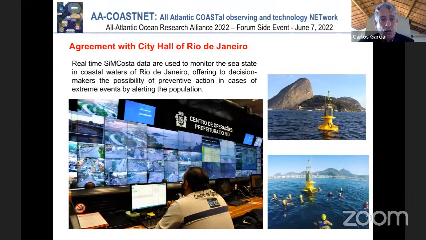The agreement with the City Hall of Rio de Janeiro is that they are going to use the data provided by two buoys in Rio de Janeiro, and the data flows directly to the Centro de Operações da Prefeitura, which is the operating center for the City Hall of Rio de Janeiro. So they can take preventive actions in case of an extreme event in Rio de Janeiro. We had that kind of problem in the past in Rio de Janeiro.